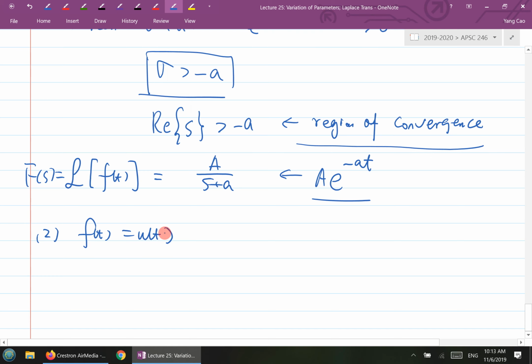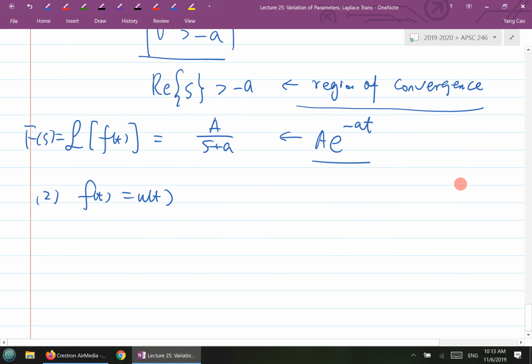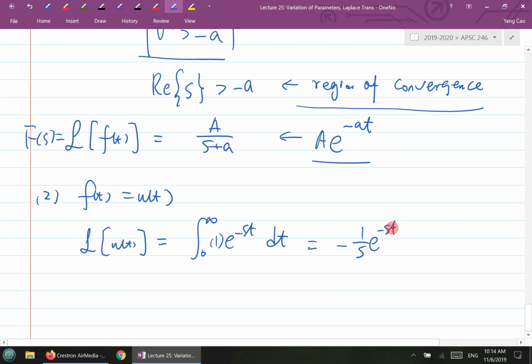f of t equal to the unit step function. So what would be the Laplace transform for the unit step function? Basically you multiply f of t over here, and the unit step function is 1, so you don't really have anything except 1 here. Then the integral is just of e to the power negative st, and that gives 1 over s. e to the power negative st is the result of the integration. Then you plug in the limits of the integral here.